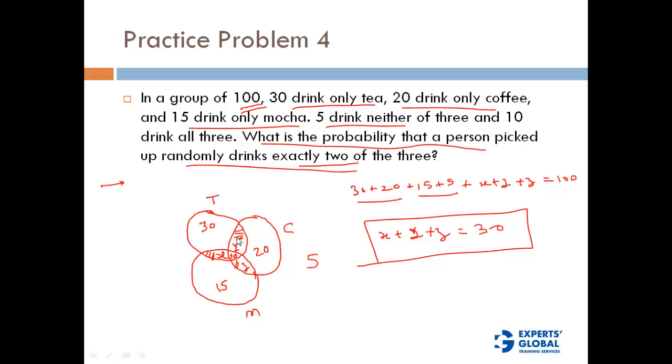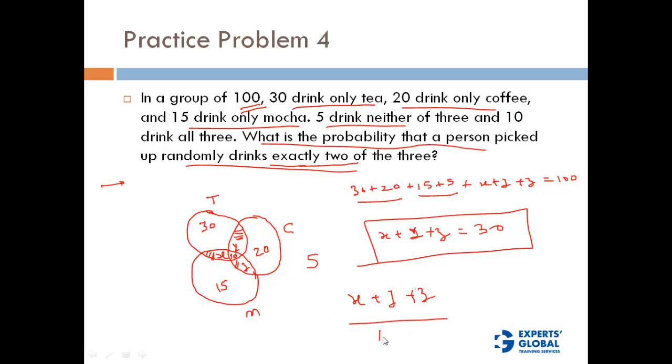It is exactly 2. That means we are talking about people who drink only tea and mocha, or tea and coffee, or coffee and mocha. We are not including guys that drink all the 3. So that is, interestingly, X plus Y plus Z number of guys we have who fit in this definition of exactly 2.